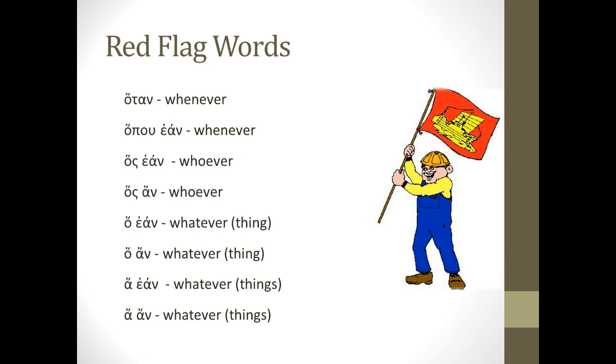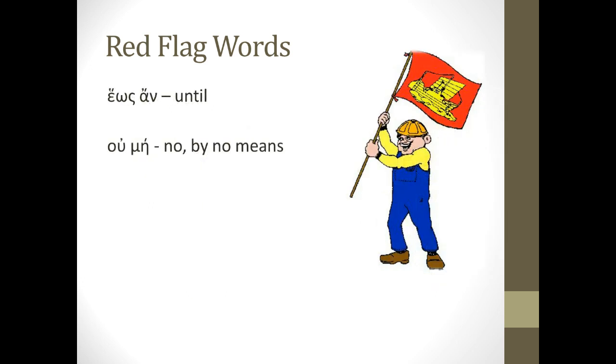Take a look here, and we have the word hotan. Hotan means "whenever." It's also one of those words that lets you know that there's a subjunctive verb coming up. Or hopote ean, "whenever." Hos ean, "whoever." Hos an, "whoever." Ha ean, "whatever" or "whatever thing," or ha an, "whatever." Again, you can see it just shows up in various ways. Ha an, "whatever things," and a an, "whatever things." Finally, heos an, "until." These are all indicators that there's a subjunctive verb coming up.